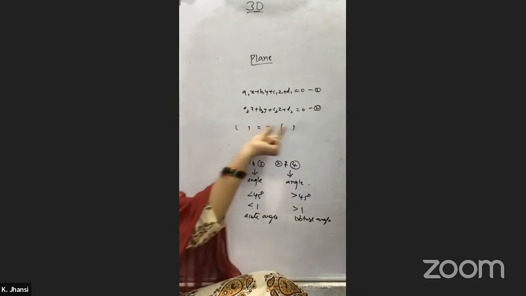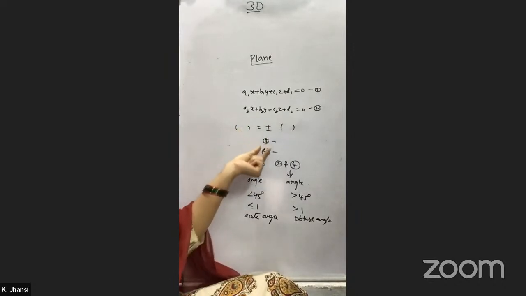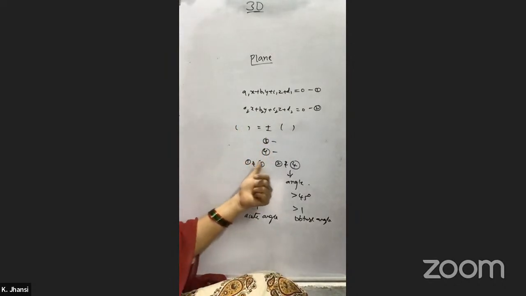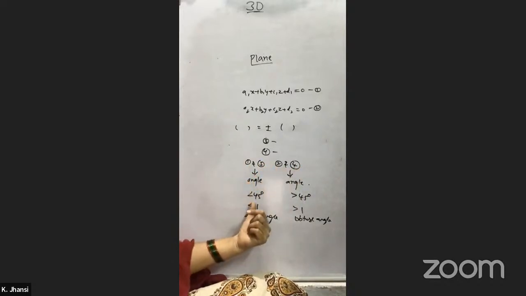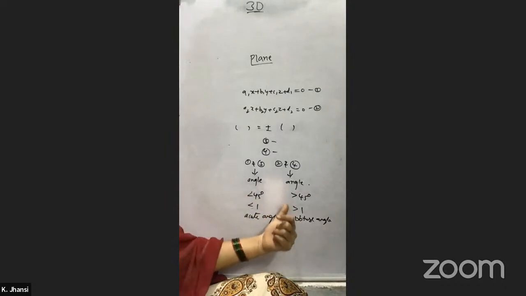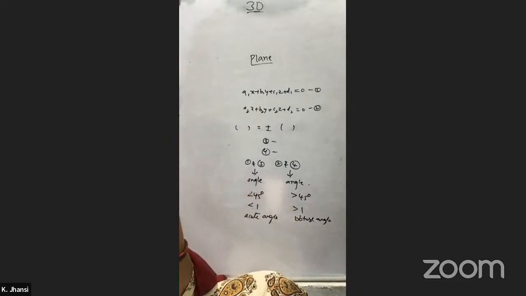First you have to substitute in this formula, then we'll get two equations. From the two equations you have to find, from 1 and 3 or 2 and 4, you will find the angle. So which equation is making the acute angle, which equation is making the obtuse angle. So that is the problem.